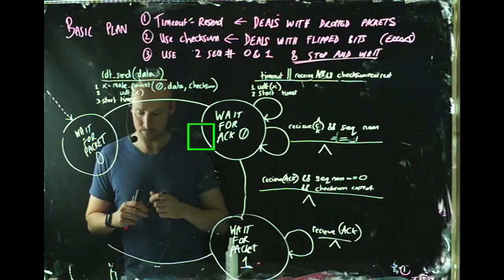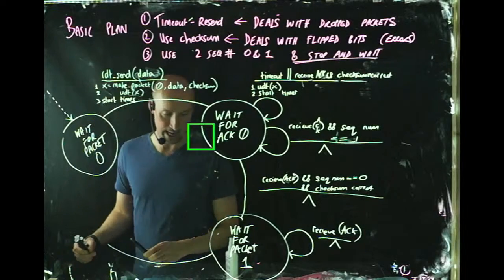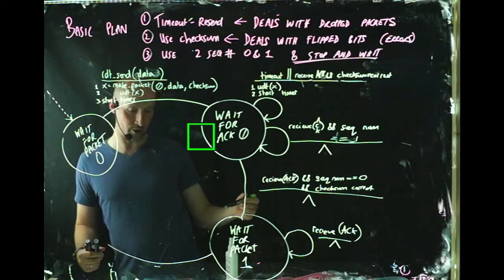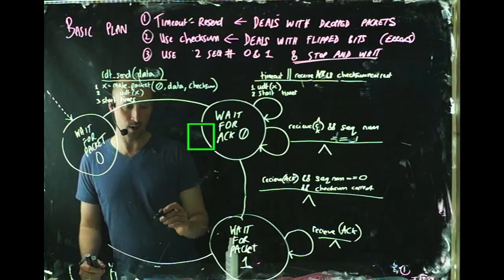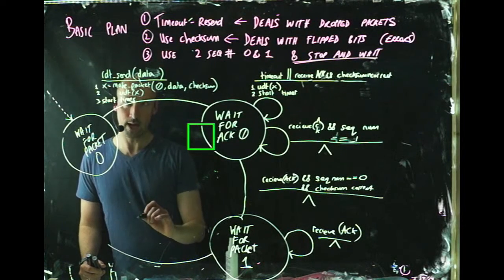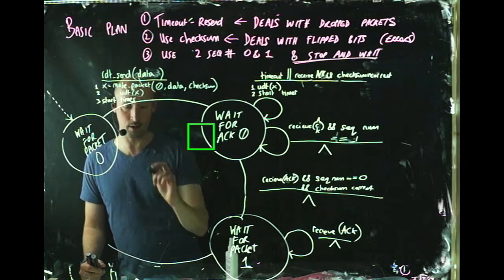Okay, so anyway, over to here now. We're waiting for packet 1. We've just got a new piece of data. We'll say it does arrive. So we're waiting for packet 1. So what happens? Packet 1 arrives. Same kind of notation as I have up here.